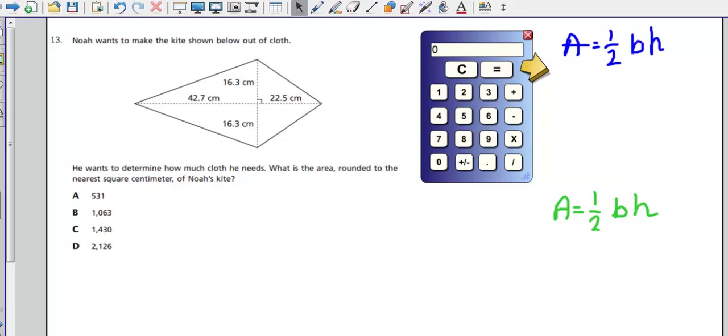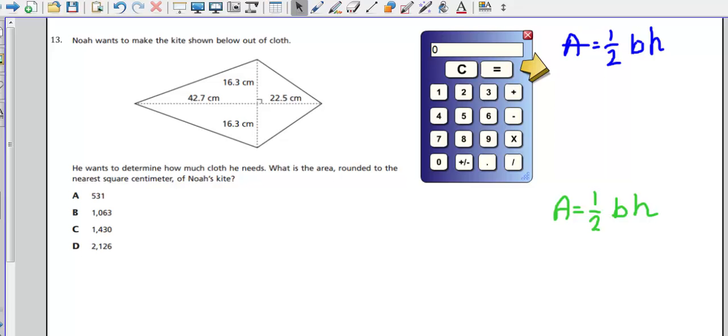We're looking at a sample question from the 2014 state exam. It reads, Noah wants to make the kite shown below out of cloth. He wants to determine how much cloth he needs. What is the area rounded to the nearest square centimeter of Noah's kite?